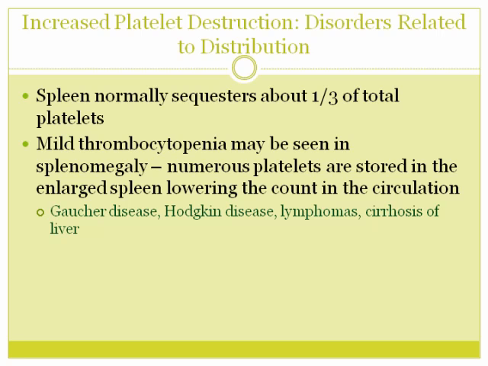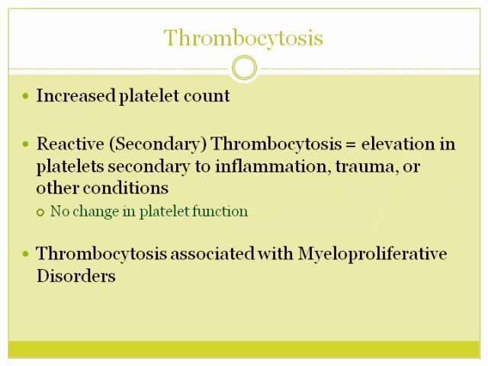All right, increased platelet destruction due to disorders related to distribution. So normally your spleen will hold or store about a third of your total platelets. You can see a thrombocytopenia occur if somebody has a splenomegaly, there's lots of conditions in which we could see an enlarged spleen, and all of a sudden now they're storing a lot more than they used to. So that could result in a thrombocytopenia. So that would refer to a disorder resulting in different distribution of platelets than normal.